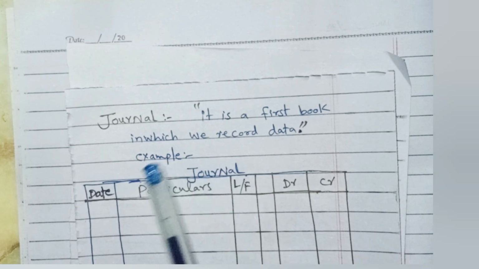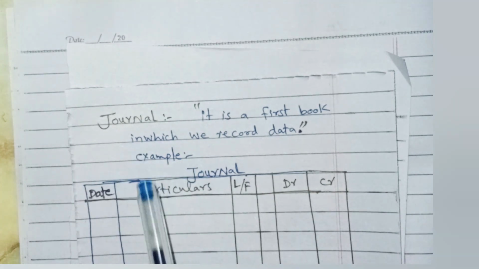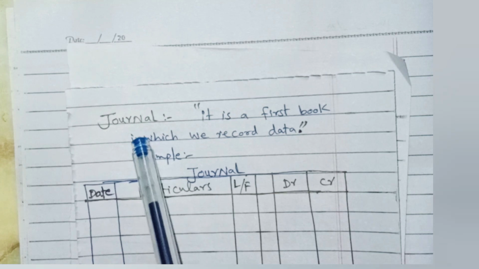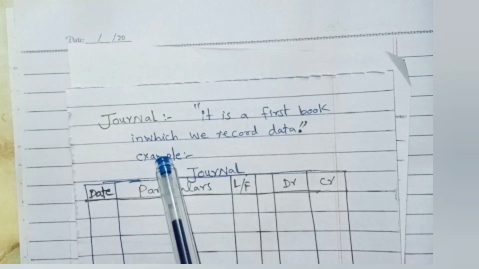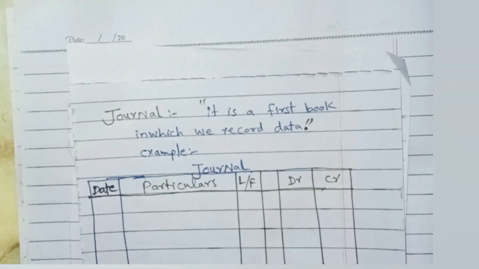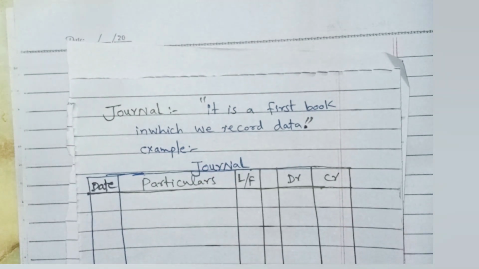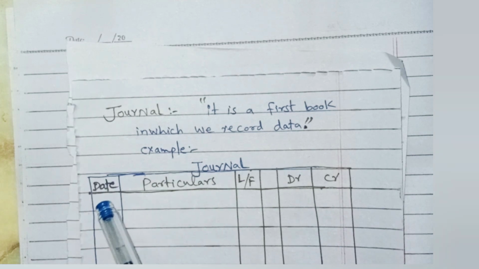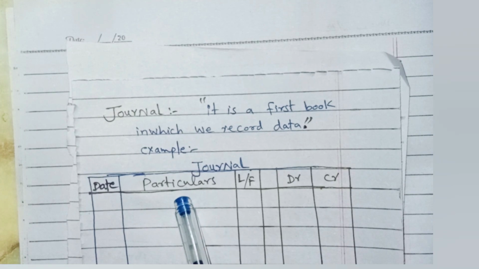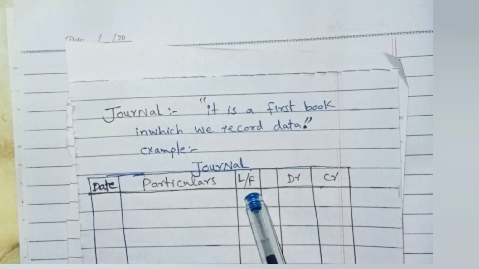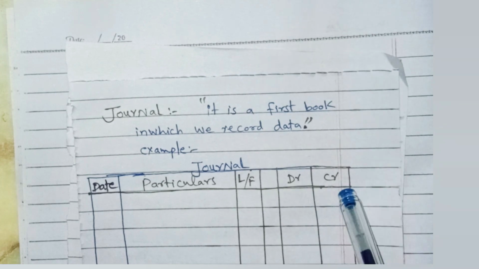Look at this format. First of all, I will explain with you the definition of journal. Journal means it is a first book in which we record data. In accounting, the first book in which we record data is called journal. Look at the format of journal. Here we mention the date, then particulars, ledger folios, debit and credit.